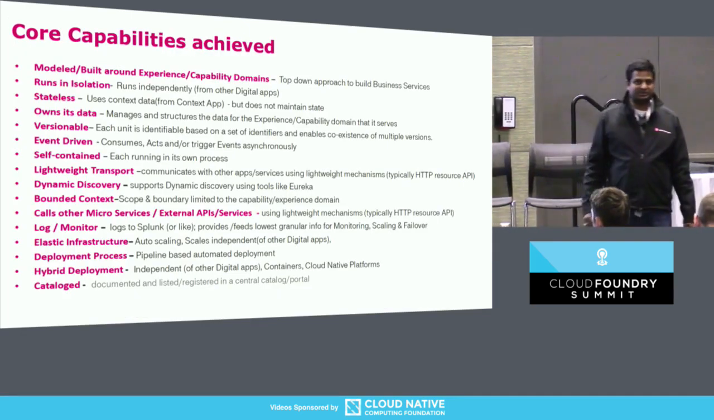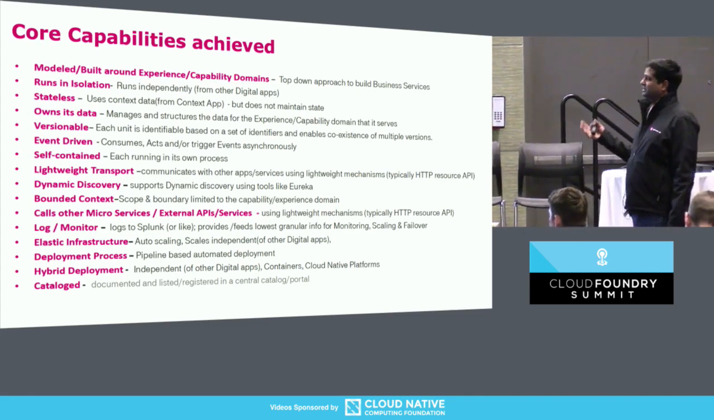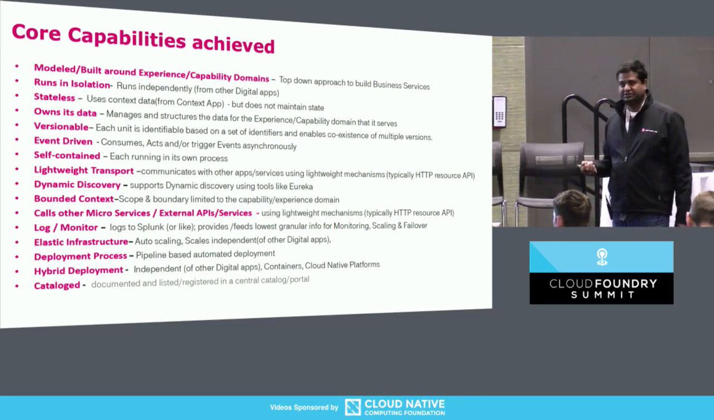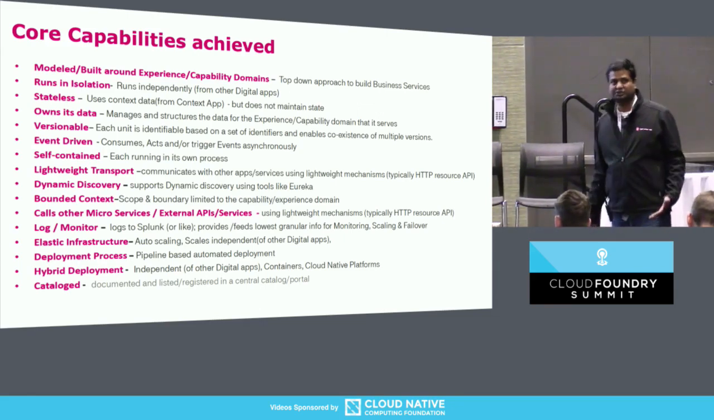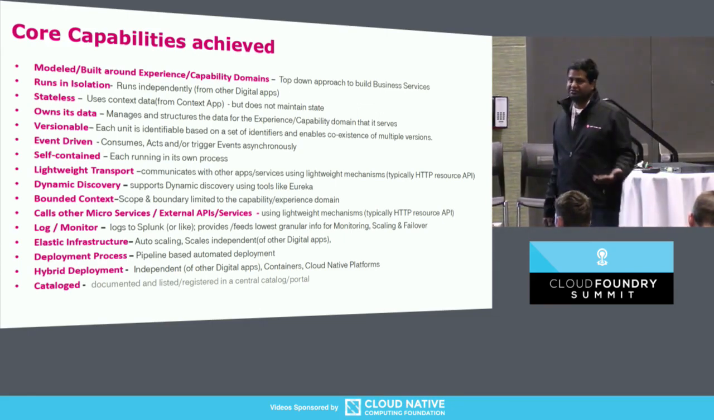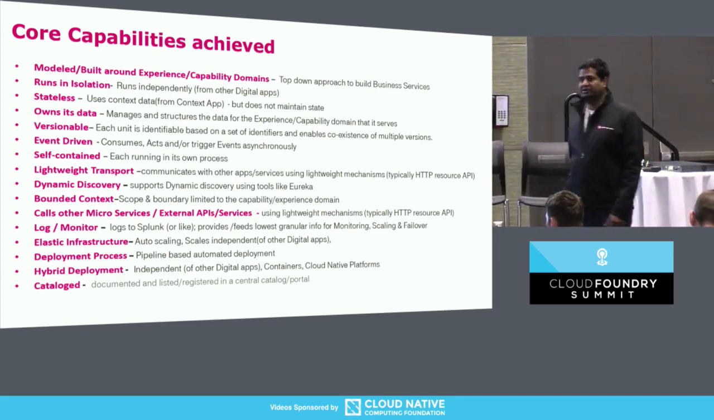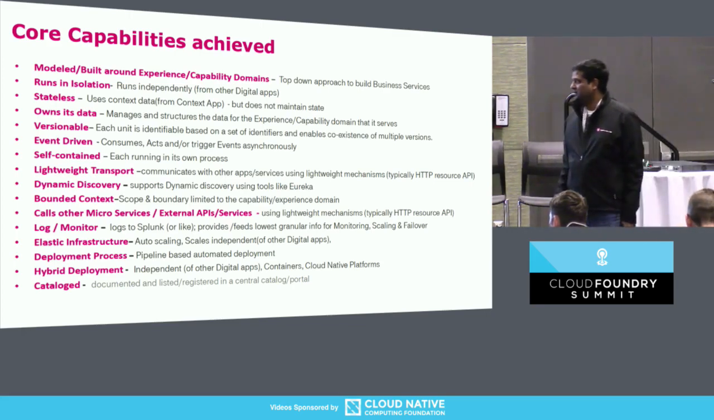So what are the core capabilities that we try to achieve? We're modeled around capability and domain. So like I said, it should always be a top-down approach of the business services. Think about what experience you want to deliver to the channel or the customer, and design your API around it, which we refer to as experience-driven APIs. And they should be more stateless and dynamic, so that people can discover the APIs that exist on their own from the gateways, and also the deployment process and catalog.